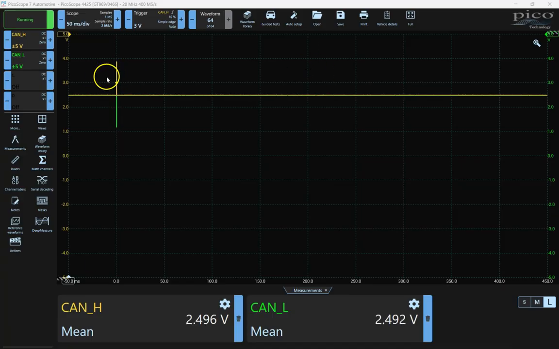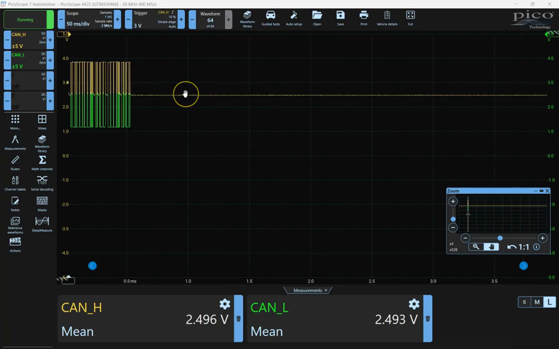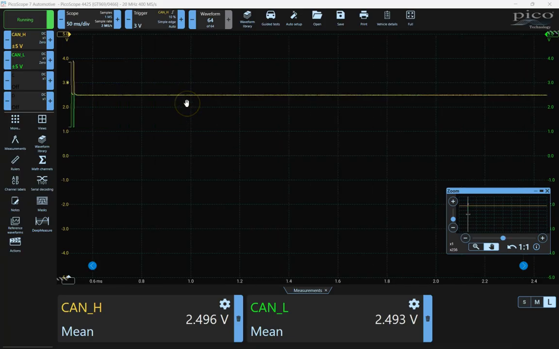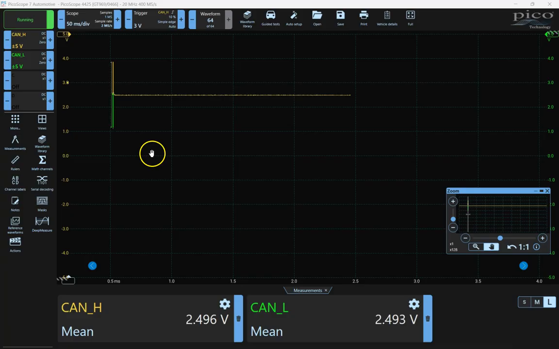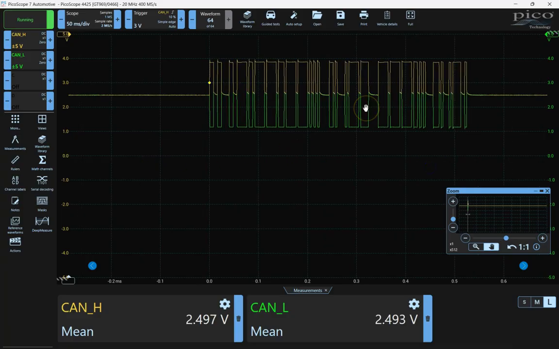The reason for that is, as you'll see as I start adding messages, what I'm measuring is the average. So I want to see the average of this, and we'll go ahead and zoom in on it. I want the average of this entire waveform. The majority of the time it's sitting in a recessive state. It's sitting in the idle state. It's at 2.5 volts when it's in the idle state, both CAN high and CAN low.